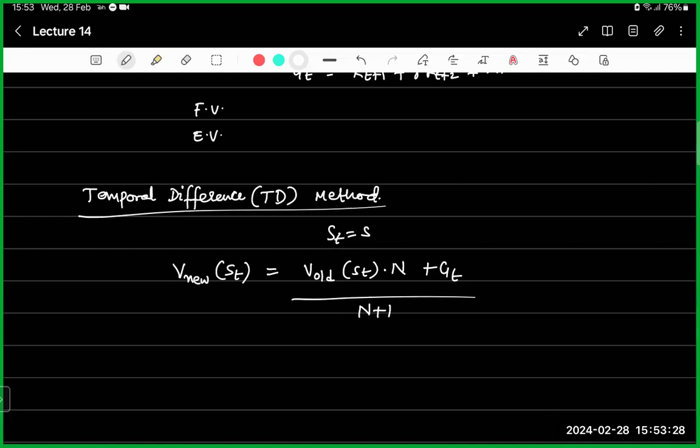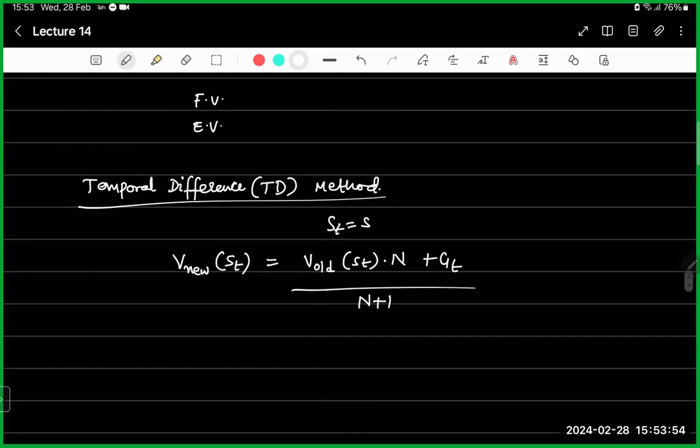If V old of ST is the average that you got after n episodes, the new average can be written like this, right? So you just multiply the previous average by n, add the new sample that you got, and divide by n plus 1. This is just another way of writing our sample average of n plus 1 episodes. Correct?